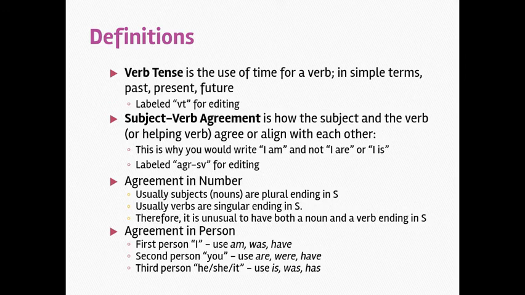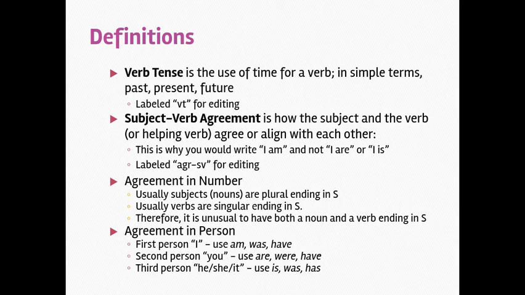Agreement and number. This term means usually subjects and nouns are plurals ending in S, for example, and usually verbs are singular when they end in S. Therefore, it's unusual to have both a noun and a verb which ends in S. It's possible, but it depends on the words and the spelling. Agreement and number means plural subjects have plural verbs. Singular subjects have singular verbs.